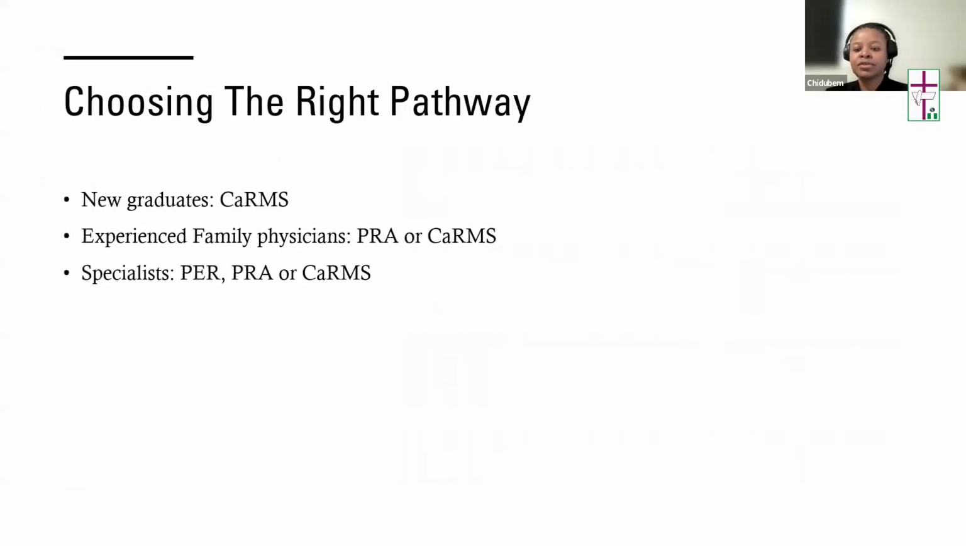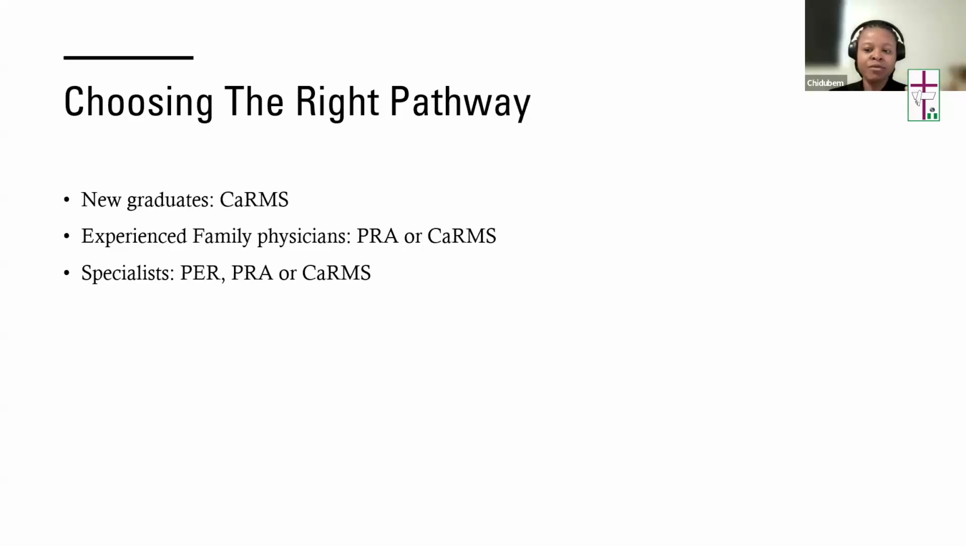If you are thinking of which pathway is best for you, for new graduates, of course, it's CAMS, the residency program. If you have some experience with rotations, or you already did your family medicine residency program, you can do CAMS to go through the residency program again, which is just 2 years for family medicine, or you go through the PRA route. If you're a specialist, you can do PR or PRA for the few provinces that offer PRA for specialists, or CAMS. Everybody's pathway is different. It depends on your background, your training, your experience, and your long-term goals for yourself.